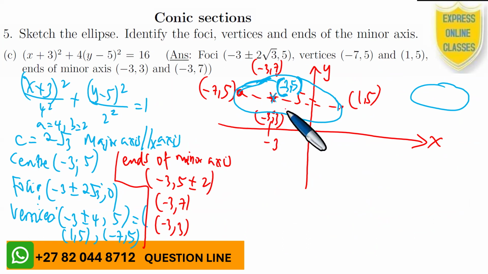At this point, it means that if this is the center, you're going to have one focus here. The foci are at this one, which is going to be minus 3 minus 2 times the square root of 3.